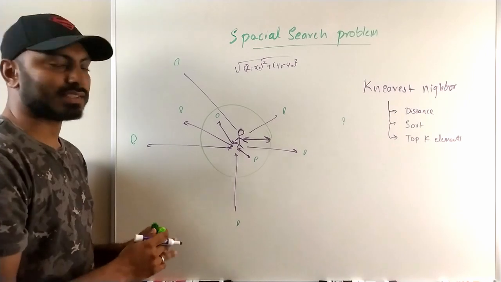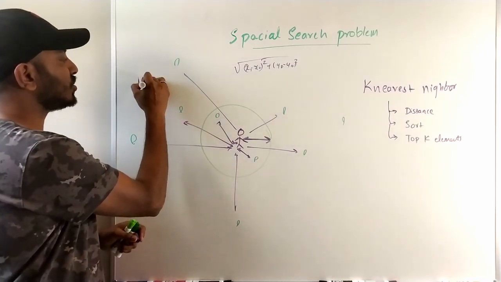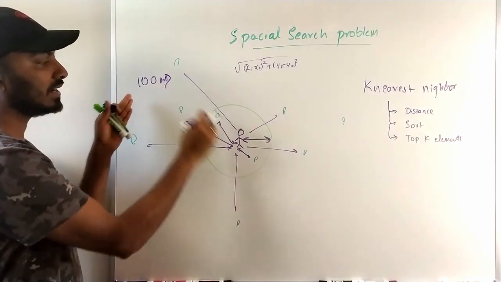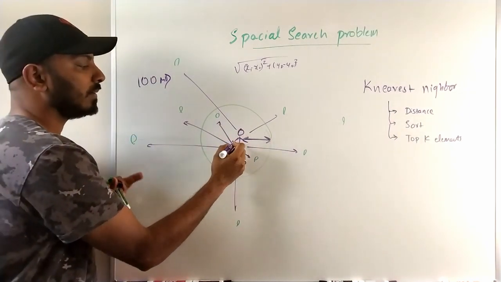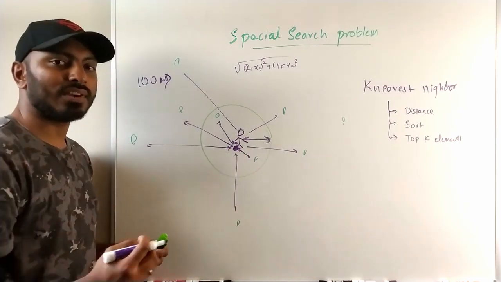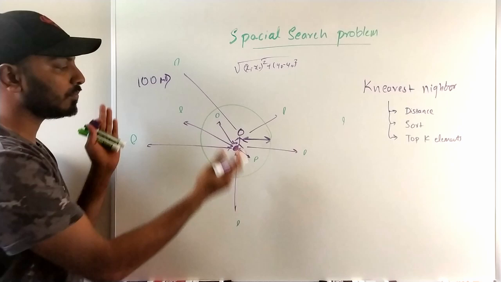But the problem with this is, if you have 100 million entries in your databases, then you will have to compute 100 million distances from the point where you are. So for every query every user is making, you will have to keep on computing these things.